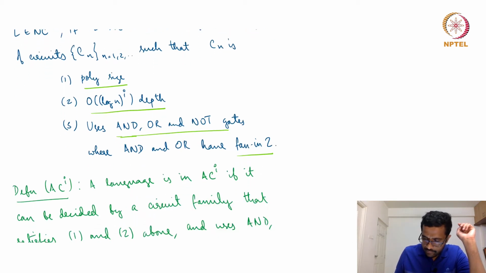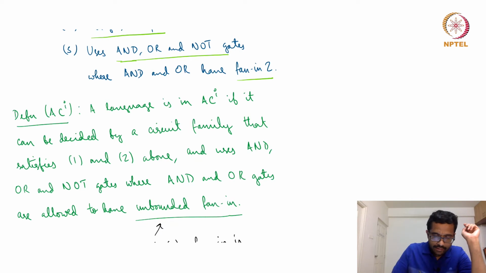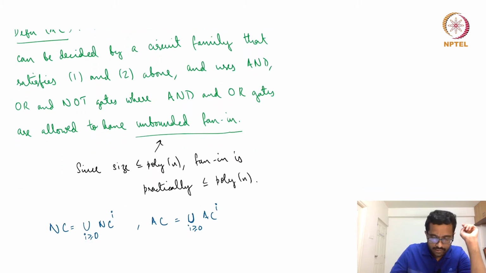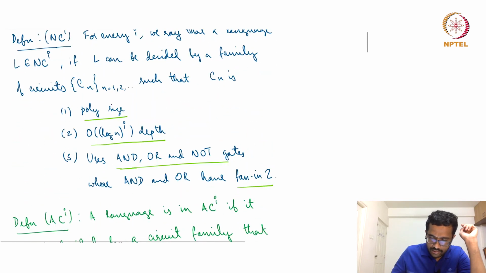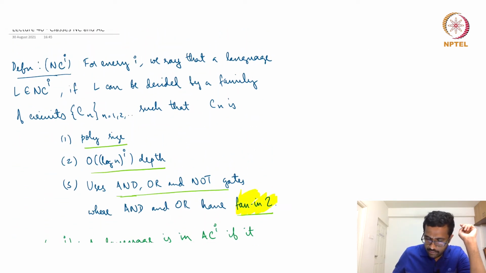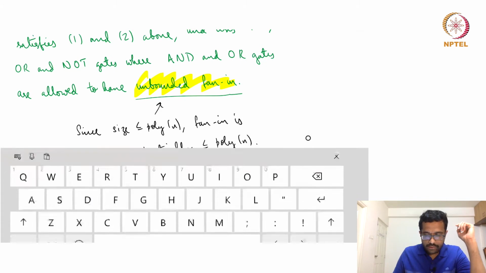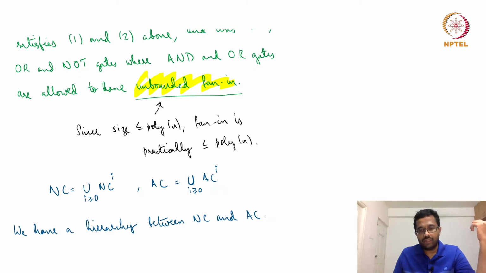And AC^i is a similarly defined class. Everything is the same except that the AND gate and OR gate can have unbounded fan-in. So this is the main difference. In the case of NC they have fan-in 2, but in the case of AC they can have unbounded fan-in. And unbounded really means it is enough to have fan-in polynomial in n, because the size is itself polynomial in n. So practically the fan-in could be polynomial.